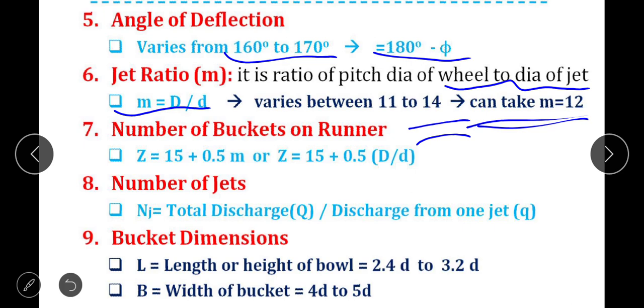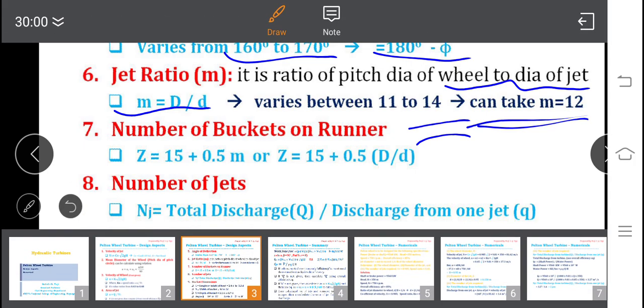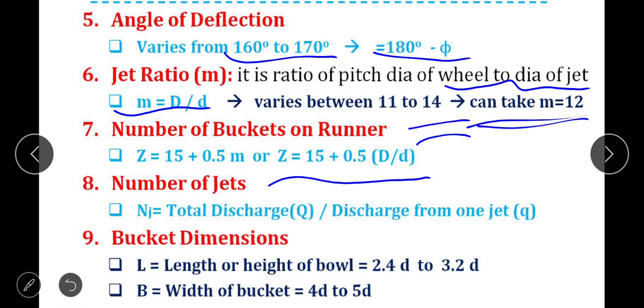Number of buckets on runner: Z is equal to, it is an empirical relationship, 15 plus 0.5 times m. In place of m we can take the value capital D divided by small d, as we have seen in the last step.